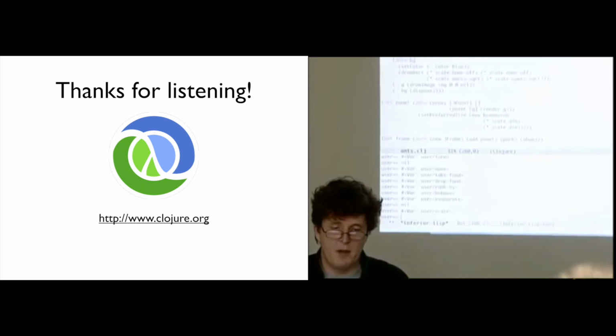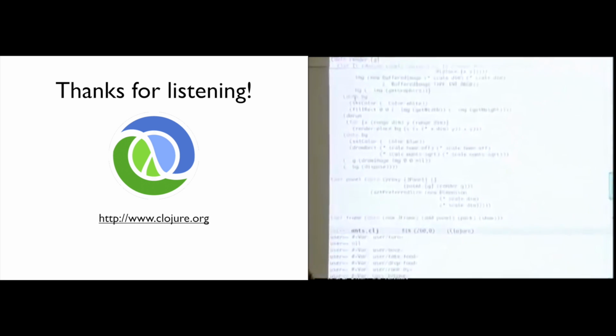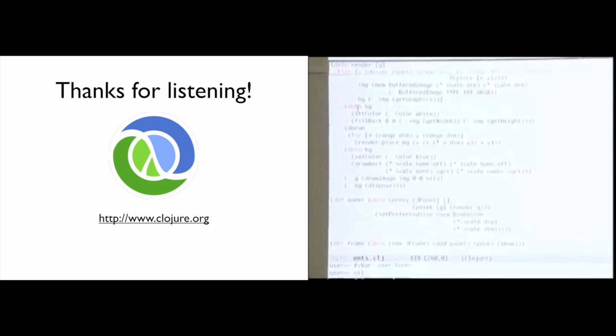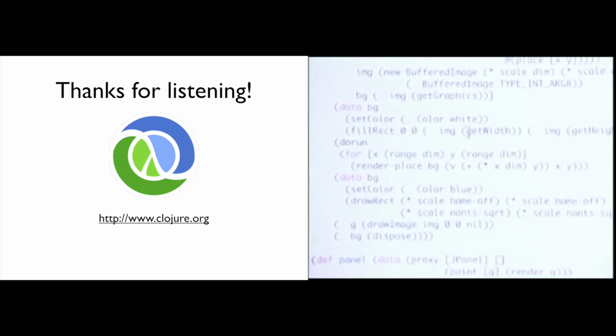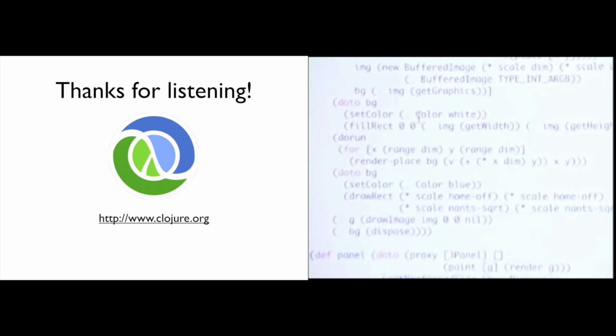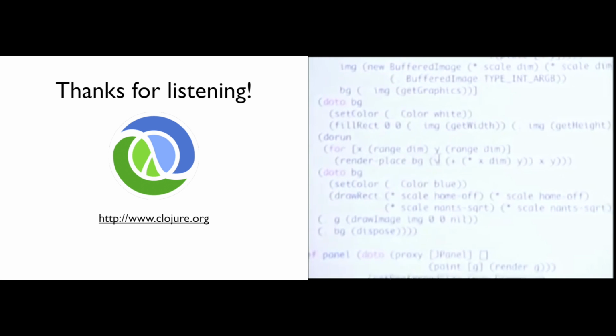Swing stuff. We're going to create a buffered image, which is not where we're drawing. We're going to create the image there, right? Do to is a way to do multiple operations to a Java thing. It's as if I called dot bg set color blah, dot bg fill rect blah, but I can say do to bg, and I don't have to say dot bg over and over and over again, which is already better than Java. So I set the background color to white, and I fill the rectangle. I'm going to blank out the whole thing, right? Then for every cell, I'm going to render the place, and render place is a helper function, we'll see.